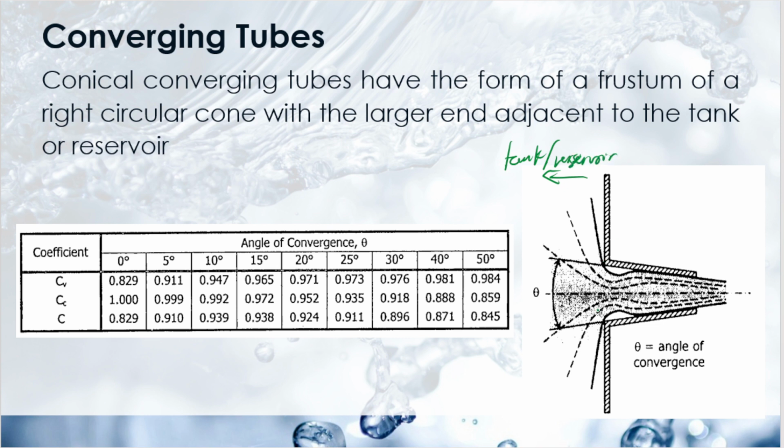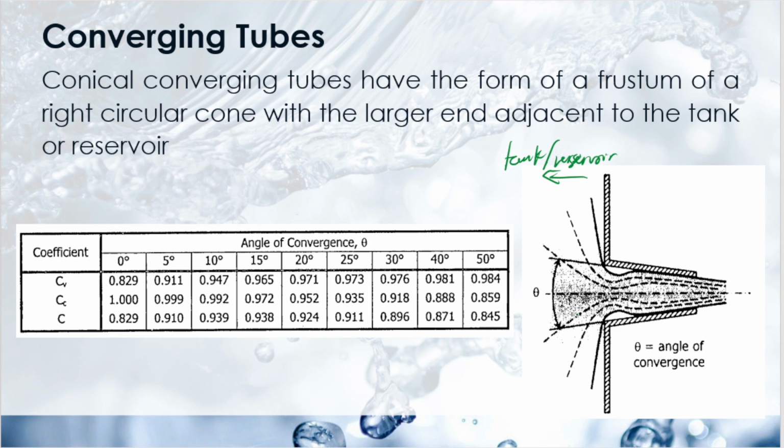This angle of convergence is on the side of that. So it's like a frustum of our right circular cone. Here we have the table on the angle of convergence in relation to their coefficient. You don't need to memorize this because, as I've said before, we could actually compute the coefficient if a specific angle of convergence is given.